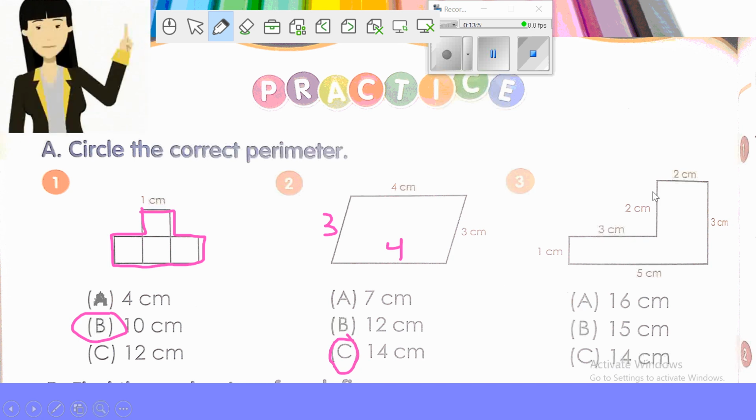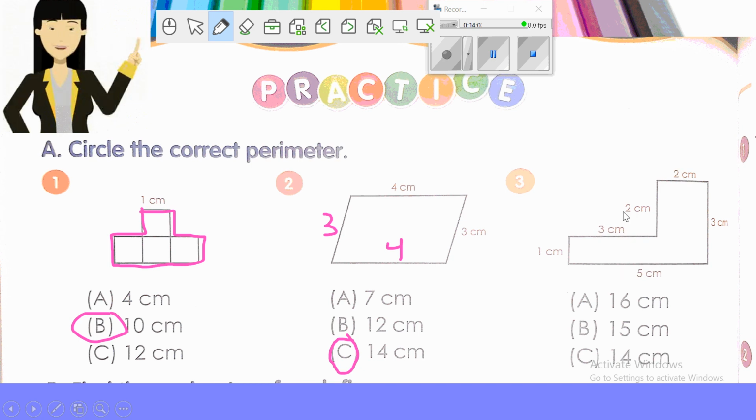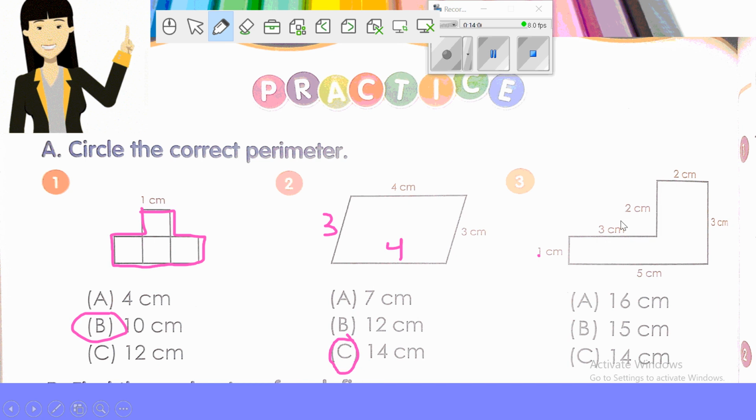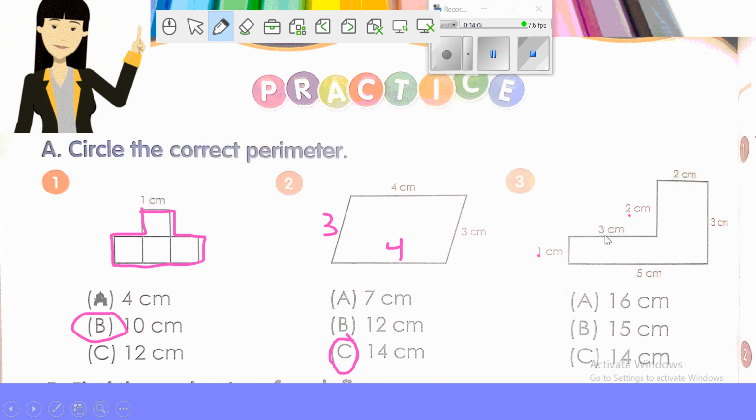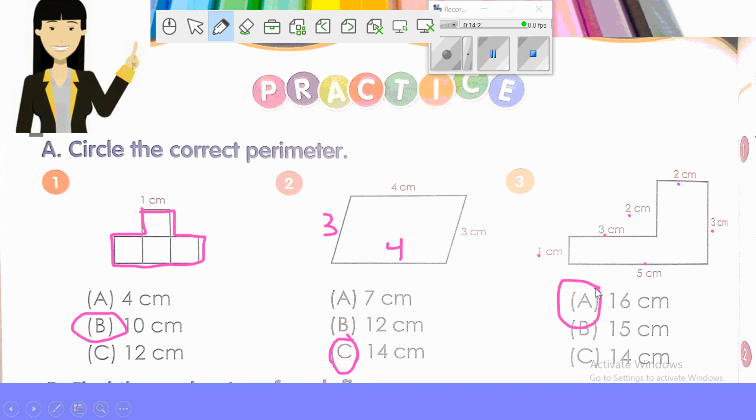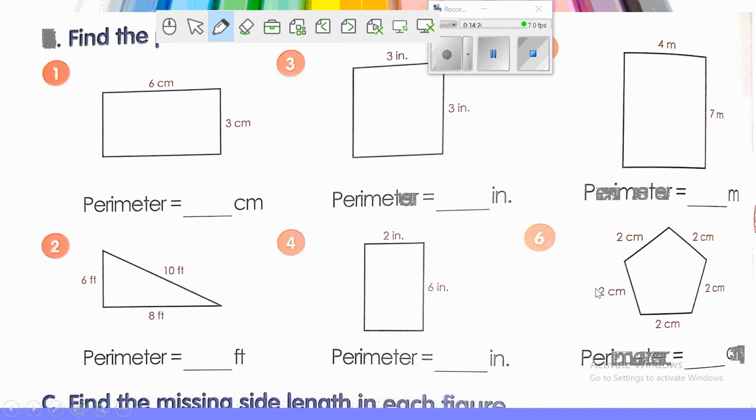Now let's find the perimeter here with the picture. All the sides are here. I'm just adding: 1 plus 2 is 3, double of 3 is 6, and 3 is 9, 9 and 2 is 11, 11 and 5 is 16. So here I'm just adding the sides. Let's go to the next.